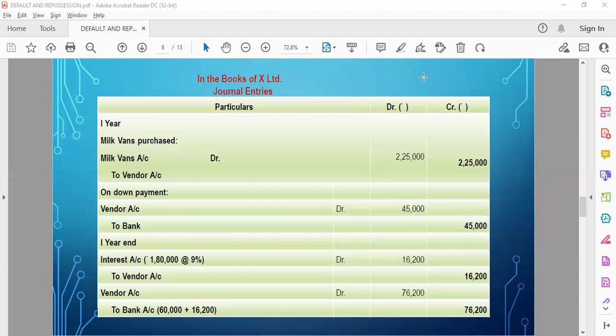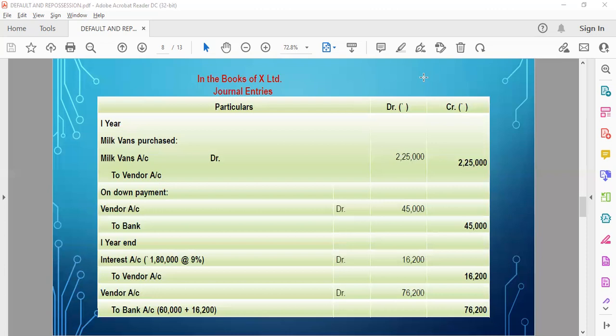So you just put the working notes: 1,80,000 into 9 by 100. You will get 16,200. For that interest amount, the journal entry is interest account debit 16,200 to vendor account 16,200.